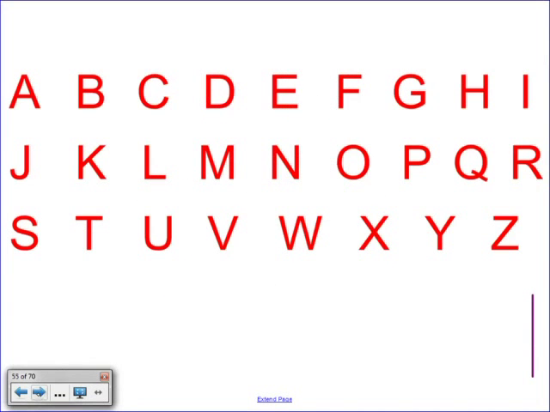They might mix it up and say, how many lines of symmetry does the letter M have? 1. Straight down the centre. How many lines of symmetry does the letter X have? 2. 1 across the centre, 1 down the middle.